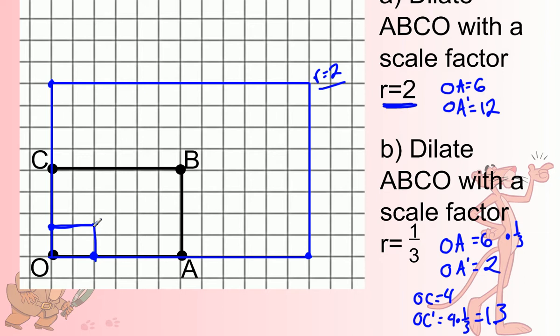There we go. So this is our new image from this OCBA if we use a scale factor of 1/3. So this is R equals what? 1/3. That was ugly. Let's try that again. Now put it inside. R equals 1/3. There we go. So this is our scale factor.